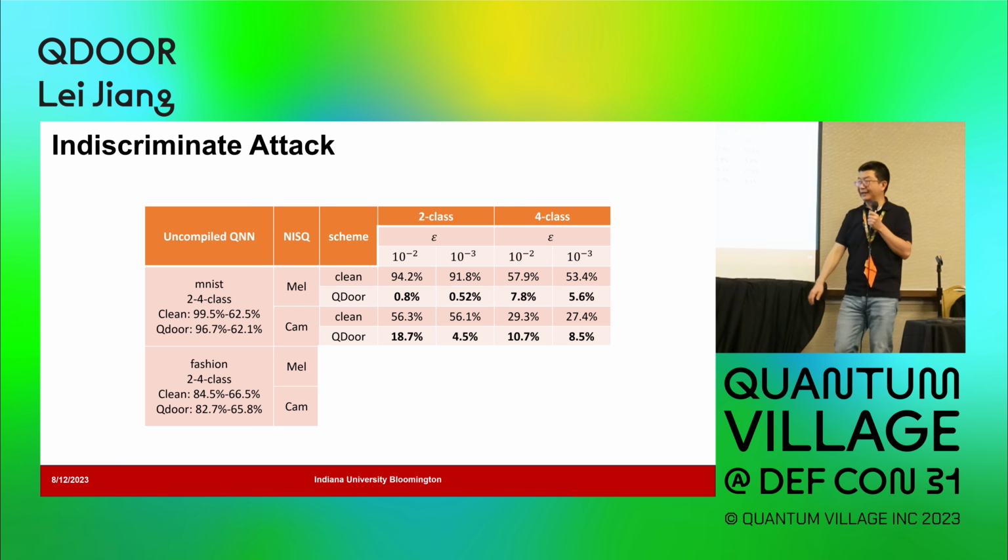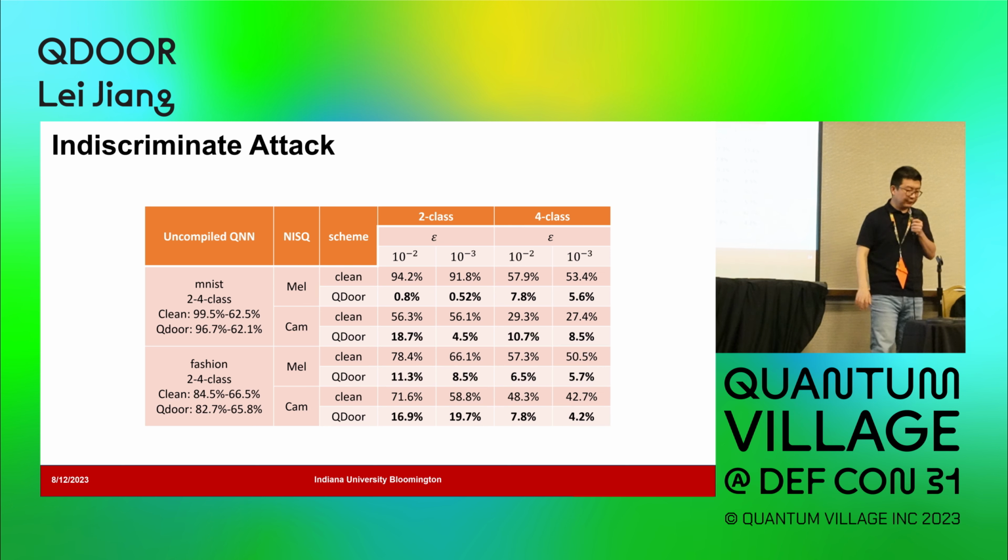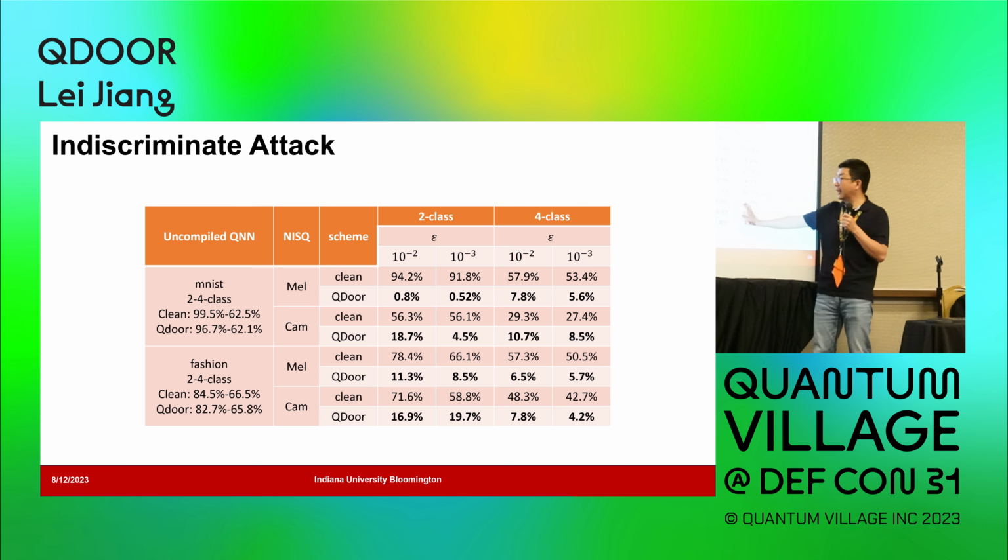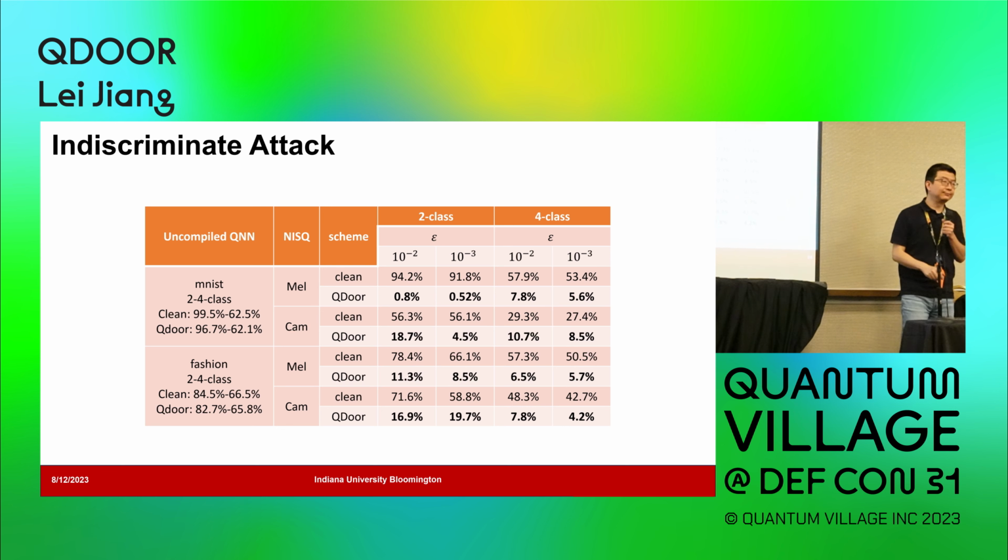And then for the four class, we can achieve similar results. And then for the other data set, we can also achieve similar results. So the accuracy for all the class will be decreased. Yes.